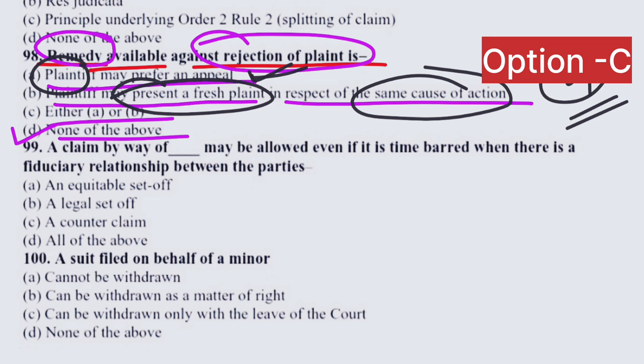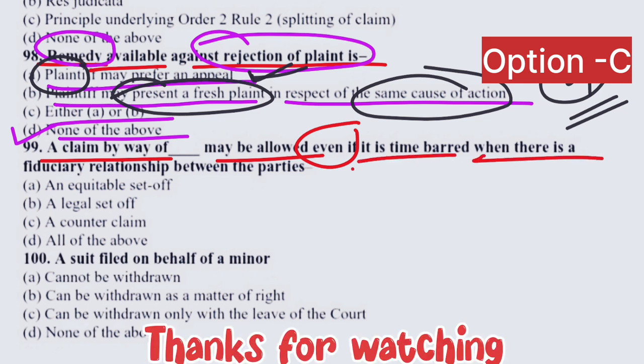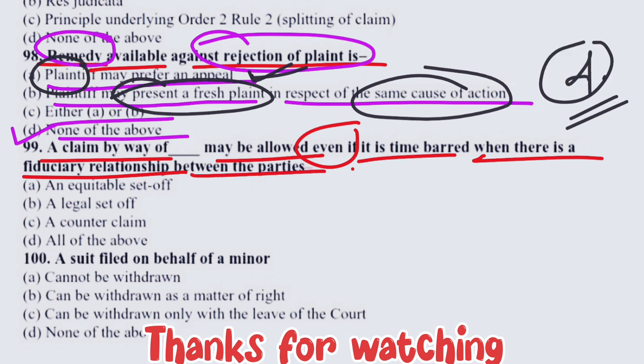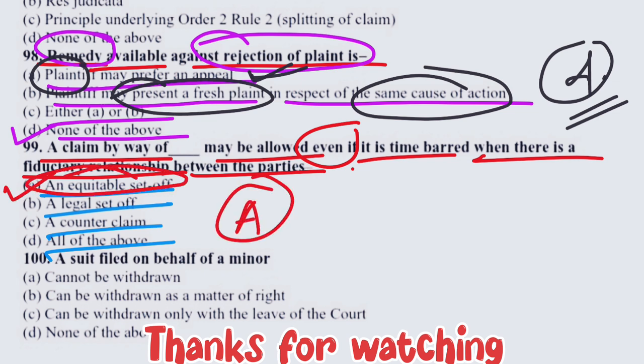Okay, so now to next question. Next question is a claim by way of debt may be allowed even if it is time barred when there is a fiduciary relationship between the parties. So in this case, options are an equitable set off, a legal set off, a counter claim, all of the above. So in this case, the correct option would be option A. That means an equitable set off. So in this case, option A would be the correct answer.